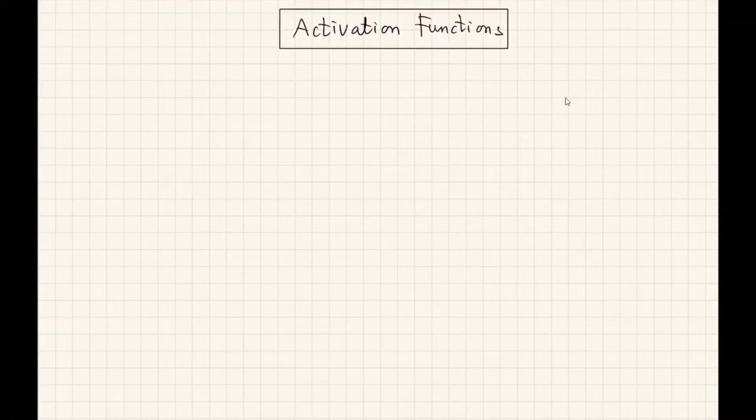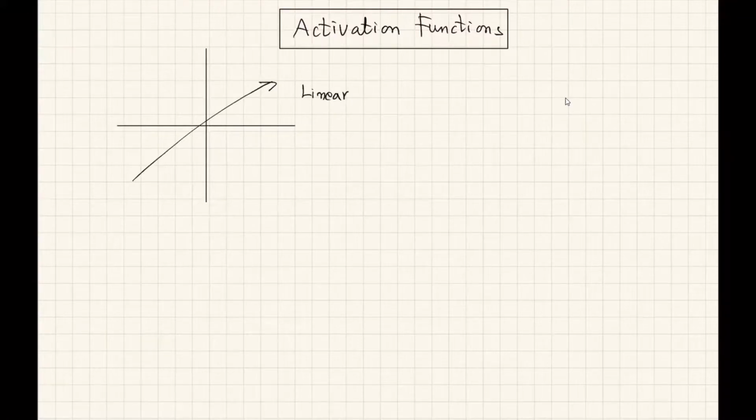So far, I was talking about various types of activation functions. At this moment, I would like to give you a few examples. This is the linear type of function. Linear.